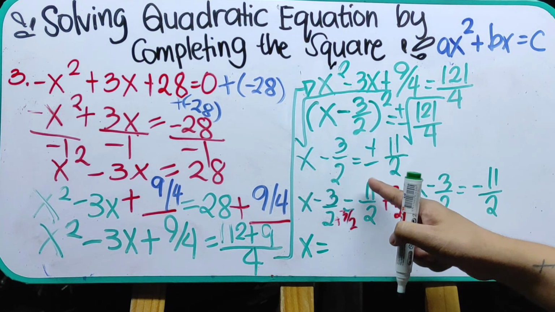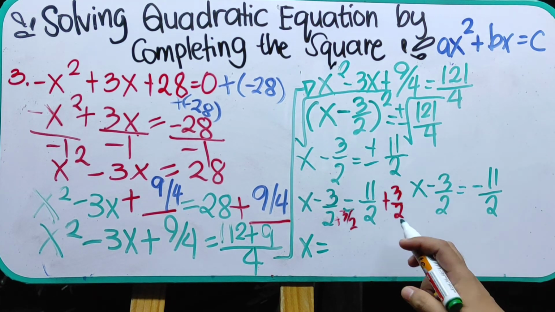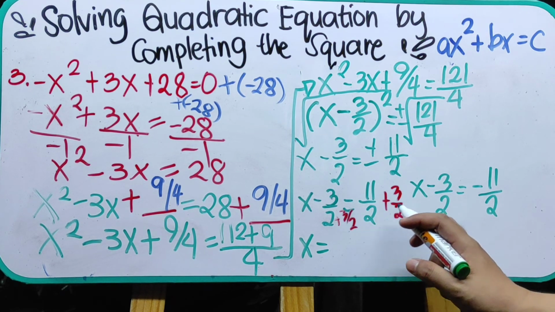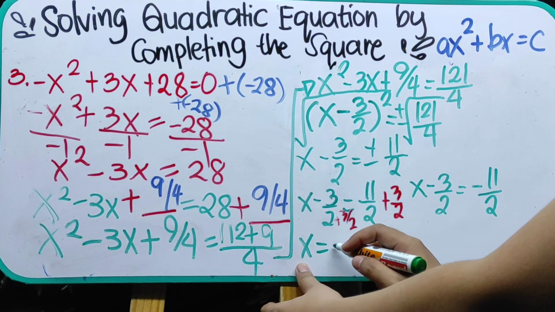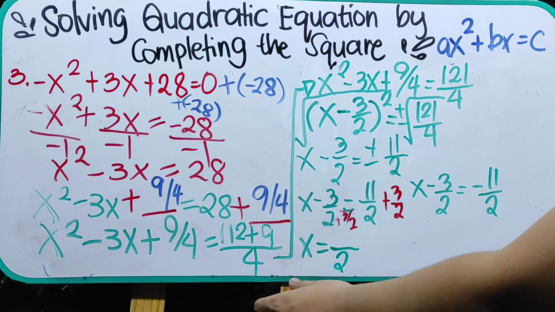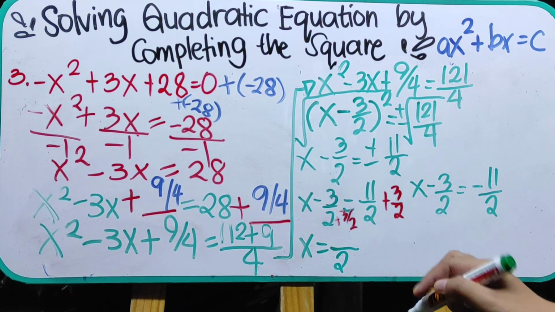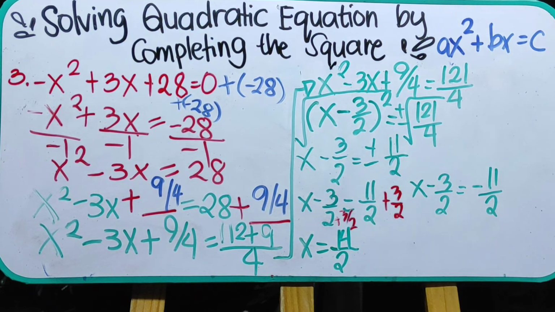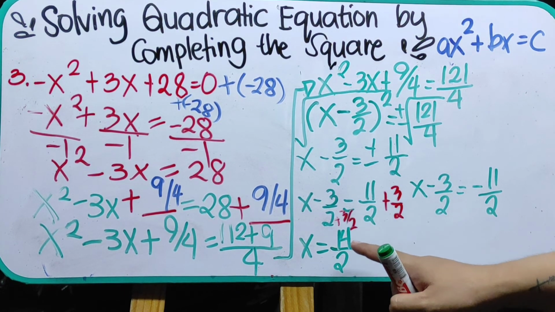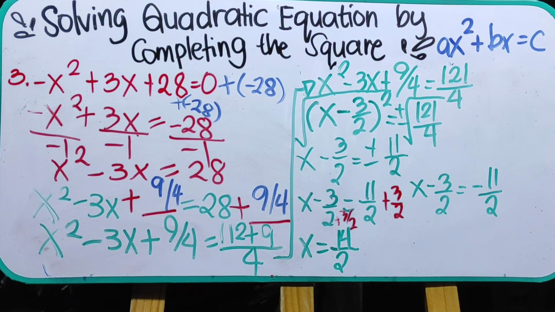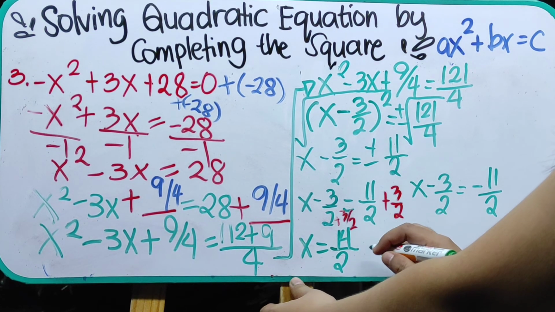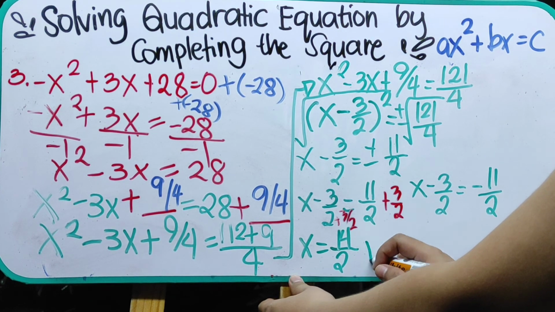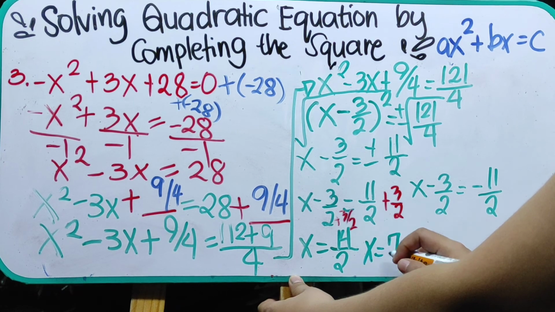equals, so, 11 over 2 plus 3 over 2 dahil parehas ang denominator nila. Ibig sabihin, similar fraction sila. So, pwede natin kopyahin lang yung denominator, yung common denominator, which is 2. And then, 11 plus 3, that is 14. Okay po. So, 14 divided by 2, pwede pa po natin i-simplify yan. That is equal to 7. So, ang value ng x natin dito, x is equal to 7.